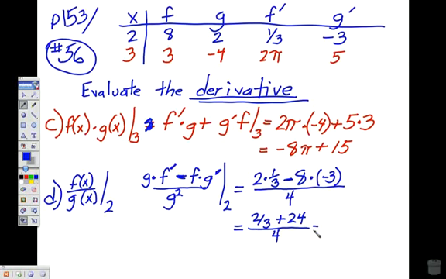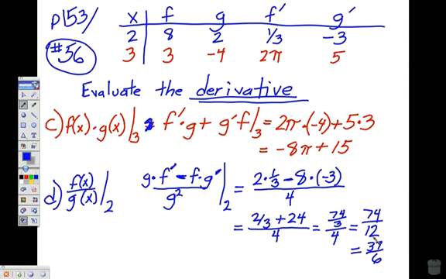Which becomes 74/3 over 4, which is 74/12. We can divide both the top and the bottom by 2 and get 37/6, but that's as far as we can go. 37/6 would be the reduced form of our answer.